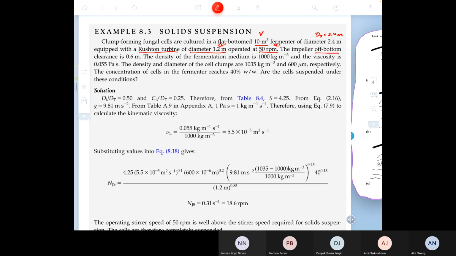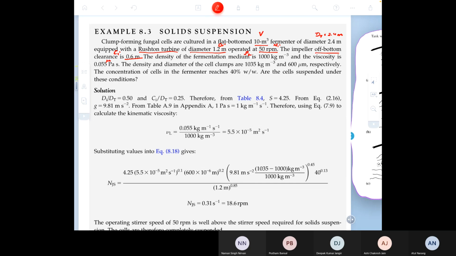You need the off bottom clearance. This is C sub I. This is how high the impeller is from the bottom. The density of the fermentation medium, you need this. This is rho sub L, right? This was there in the formula. The viscosity is required to calculate the kinematic viscosity, mu over rho.